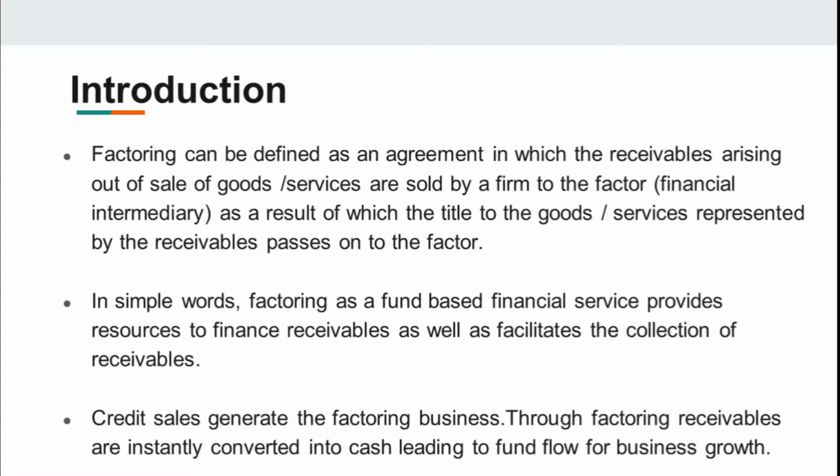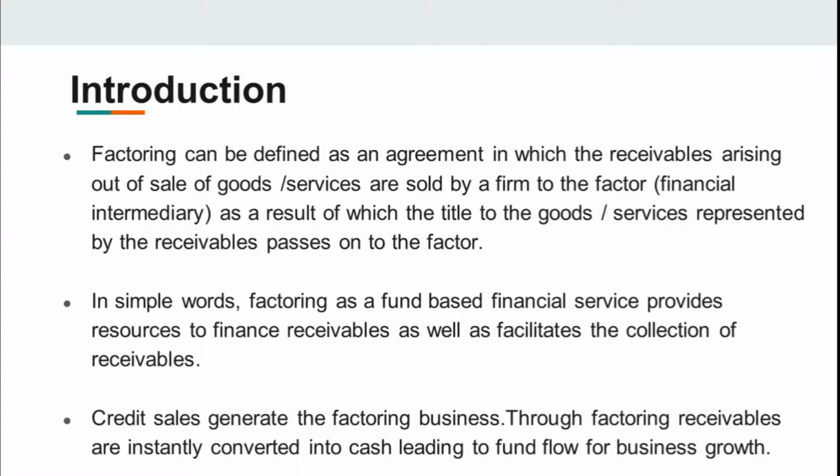Now the factor would be purchasing those receivables from the seller and would be providing an instant cash amount of about 80 to 85% of the receivable. Now the seller was in need of cash, so he got that from the factor. The factor has purchased the receivables or invoices from the seller. So now the factor would be responsible for taking all the future payments from the debtors who have purchased the goods or services from the seller.